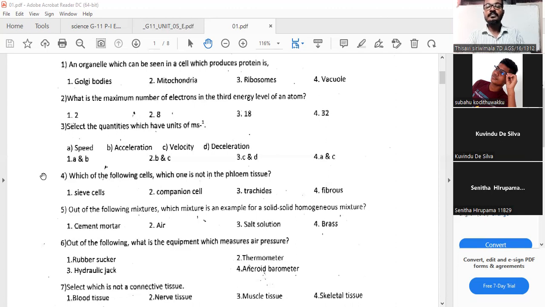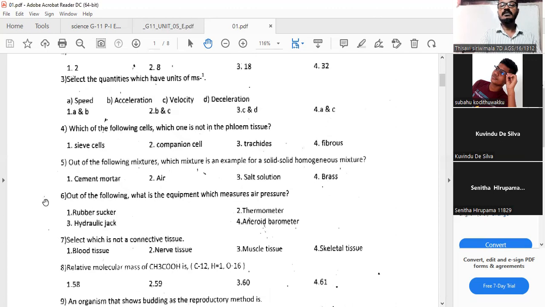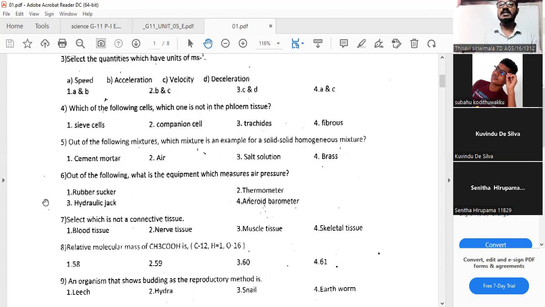Question number 4, which of the following cells is not in the phloem tissue? The answer is tracheids. Sieve tube elements, companion cells and fibers are there. Tracheids is the one that is not there. So the answer is 3.